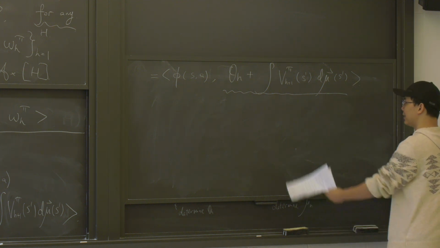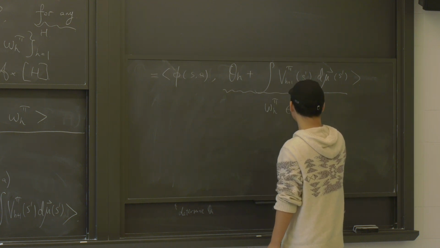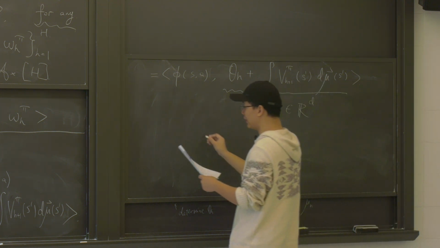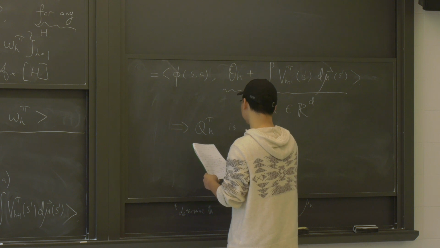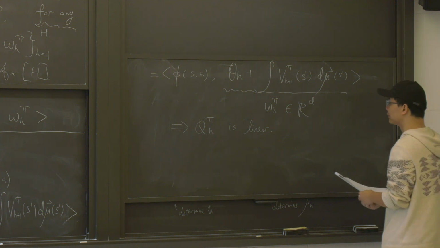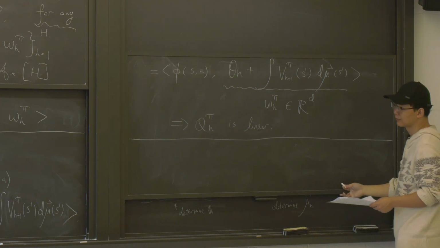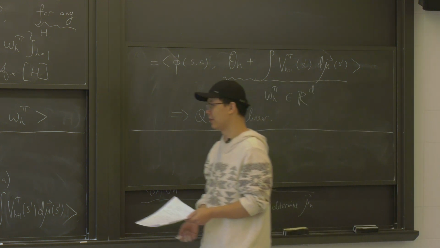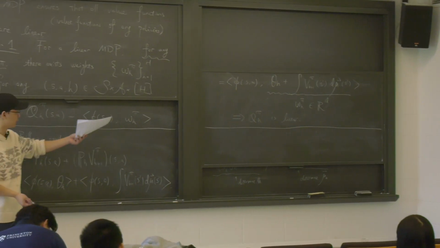We know this entire thing is definitely a d-dimensional vector. We can say this is like a w_h^pi, and this is definitely a d-dimensional vector. So this immediately implies Q^pi is linear. So basically, it's quite expected because in the Bellman equation, it's just the reward plus the transition to the next value. And we already assume both reward and the transition are linear, so of course the value is linear.